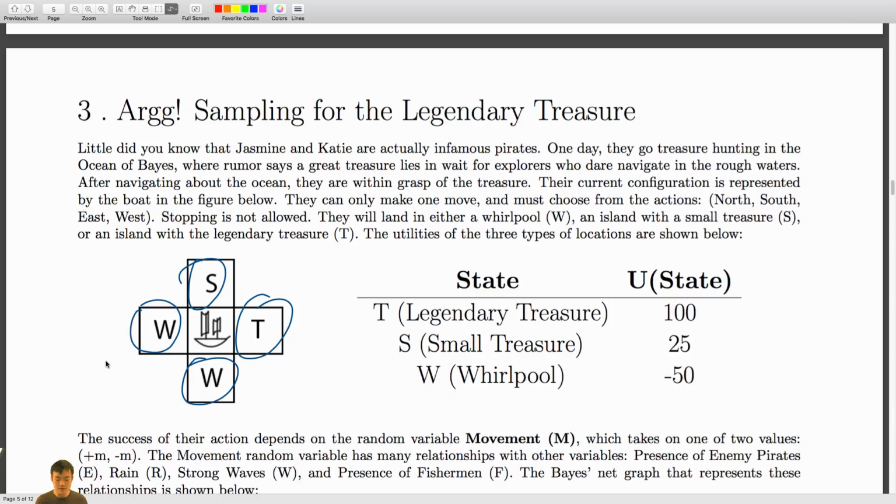Our goal really is to reach this legendary treasure here. If we reach that position by going east, the utility for that is 100. There's also a small treasure with a utility of 25, and 2 whirlpool states with a utility of -50. We're going to look at what action we want to take, given we can only make one move, and then we'll land in one of these states no matter what we do.